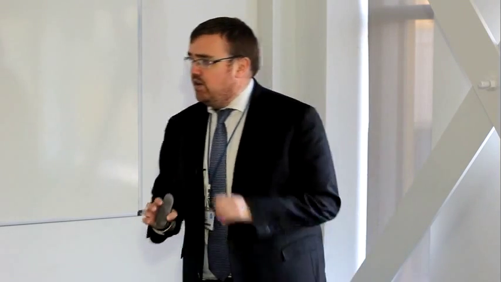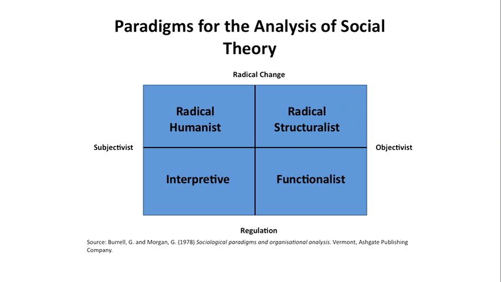One framework that's used quite a lot in social science is Burrell and Morgan's sociological paradigms and organizational analysis framework. And they outline four different paradigms within social science. They look at the interpretive paradigm, which tends to have more of an interpretive philosophy, but it's not quite as radical. So it's not about radical critique, it's more about critique within the framework of regulation.